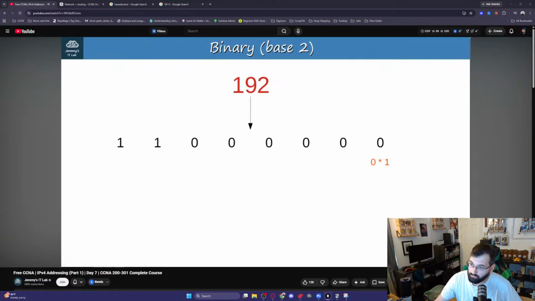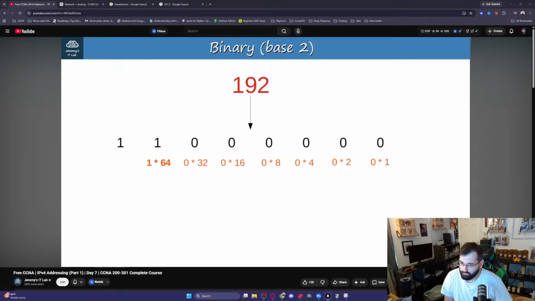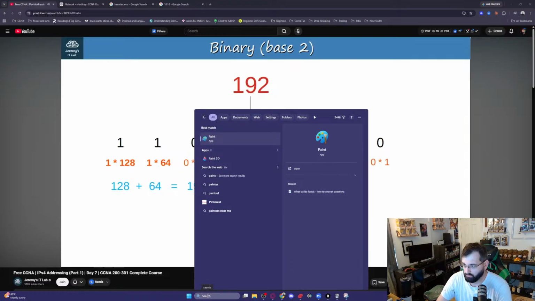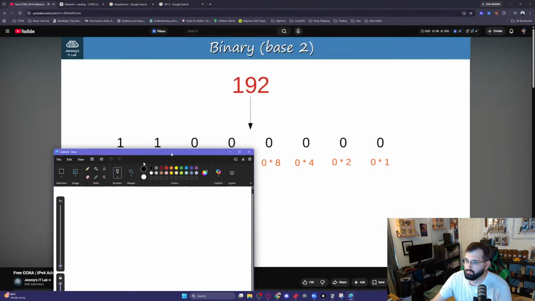So that means that this 11000000 really is 0 ones, then 1 times 2 is 2, so 0 twos, then 2 times 2 is 4, so 0 fours, then 4 times 2 is 8, so 0 eights, then 8 times 2 is 16, so 0 sixteens, 16 times 2 is 32, so 0 32s, 32 times 2 is 64, so 1 64, and 64 times 2 is 128. So 128. If you add 128 and 64 together, you get 192.